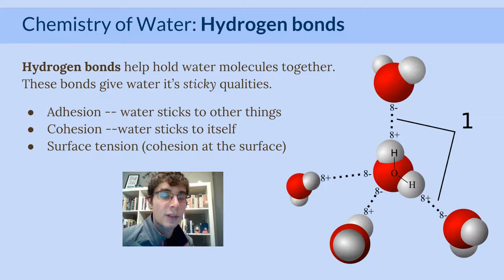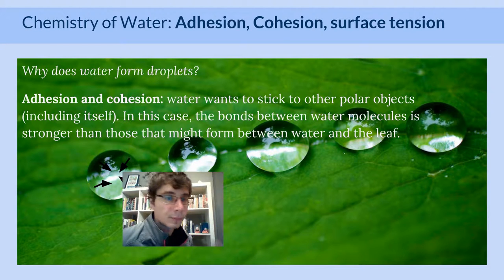Okay, so adhesion, adhere, you can think of putting a piece of tape on the wall that's adhering to the wall. Two different things. Cohesion is when water sticks to itself. We can think of cohabitate, co usually means together or with. So in this case, water is together with itself. Adhesion, cohesion, surface tension, all of these are due to hydrogen bonds giving water its sticky quality.